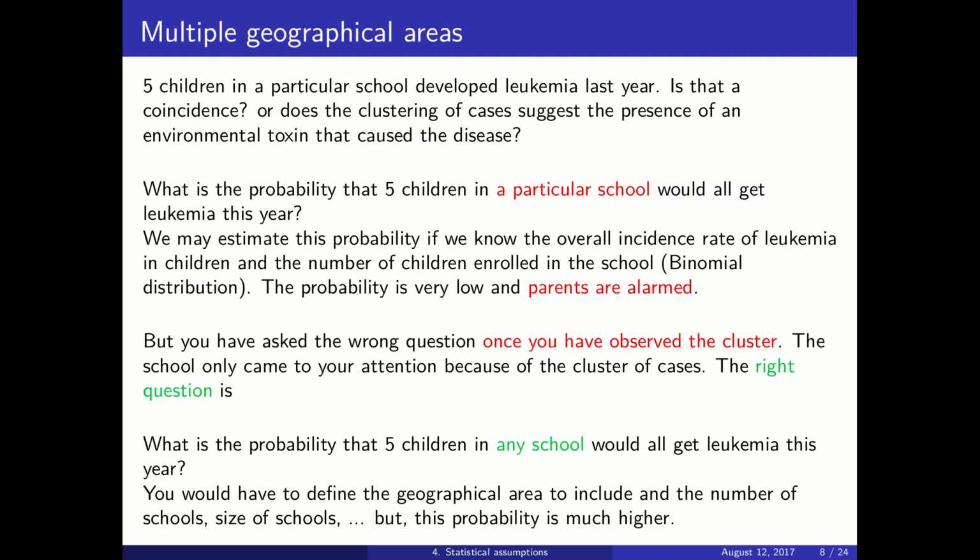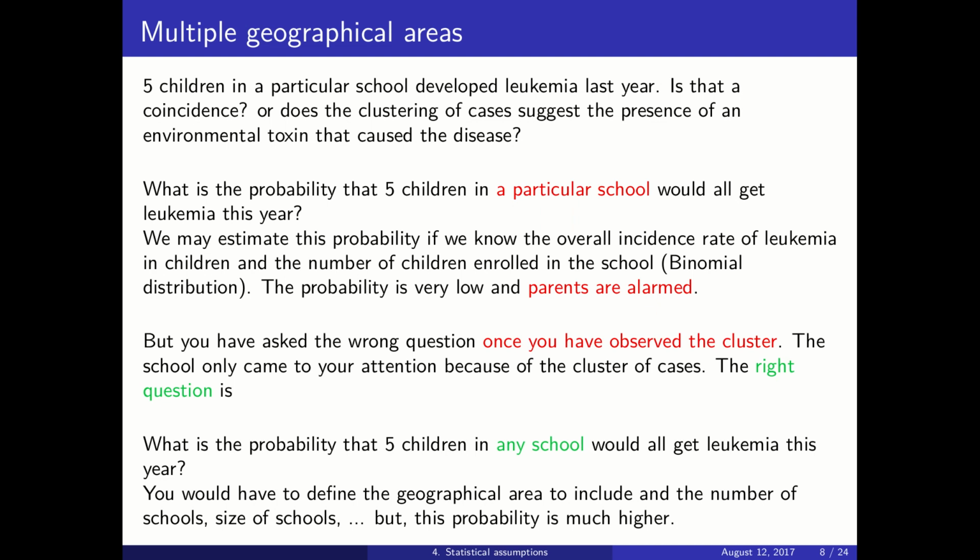Then this is another situation in which we are increasing the number of tests somehow. So let's say that 5 children in a particular school developed leukemia last year. So is that a coincidence? Or does the clustering of cases suggest the presence of an environmental toxin that caused the disease? And then parents should be very much worried about it.